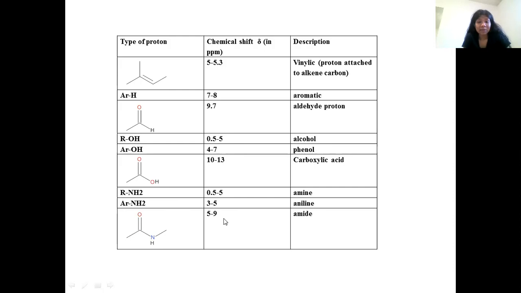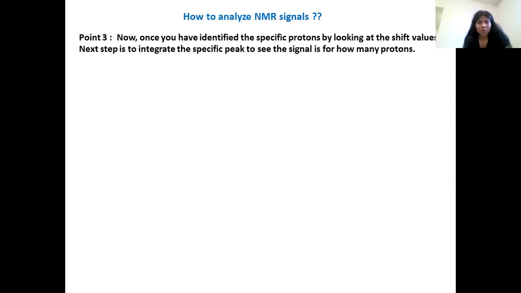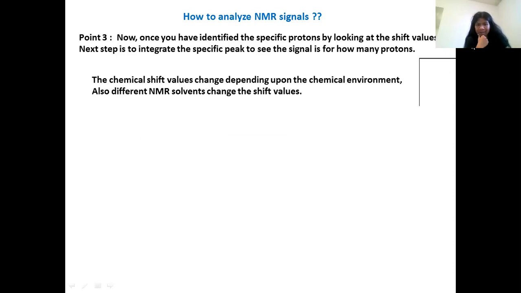But let me tell you that these chemical shift values are not very specific. It depends upon the chemical environment, the typical chemical groups, subgroups or functional groups. It changes the chemical shift value a little bit. Also, depending upon the different types of NMR solvents, these values change as well. But you will have an idea from the range which type of proton you are getting.